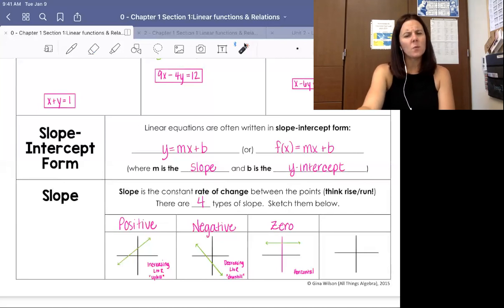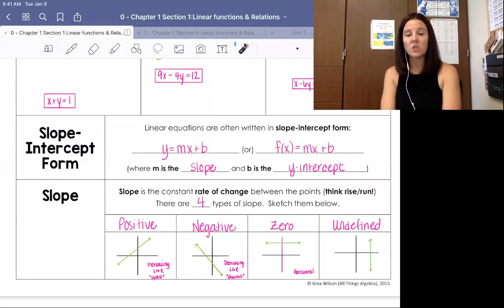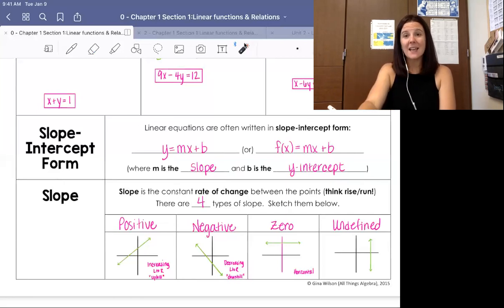And then if horizontal is 0 slope, then undefined is the last one. When you think about this, it really makes sense, because if it's straight up and down, which is what an undefined slope is, it's not really slanted, but it's not flat. So we couldn't say it has no slope. We would say it's not a 0 slope, because that would imply it's flat. So it's undefined. The reason it ends up being undefined is that when we calculate slope, the run, which is the distance that you move left and right as you go from point to point, ends up being 0. And we know division by 0 is undefined.